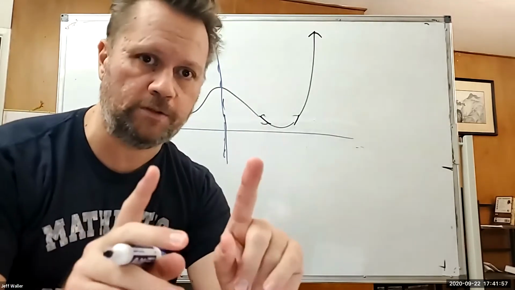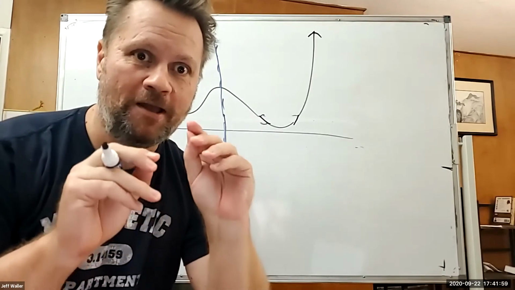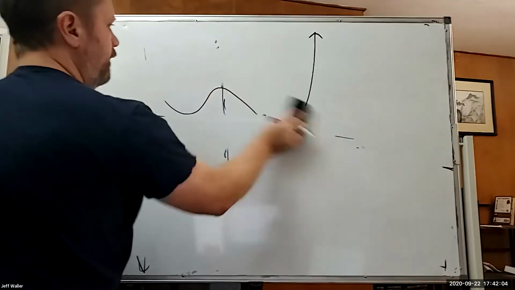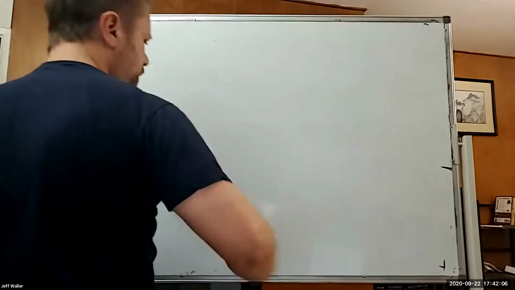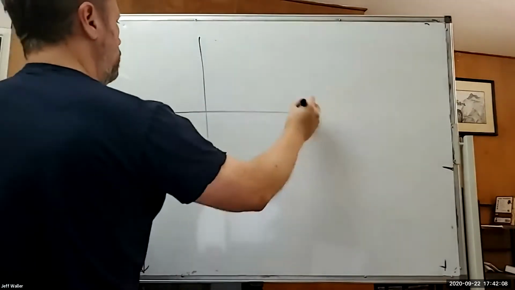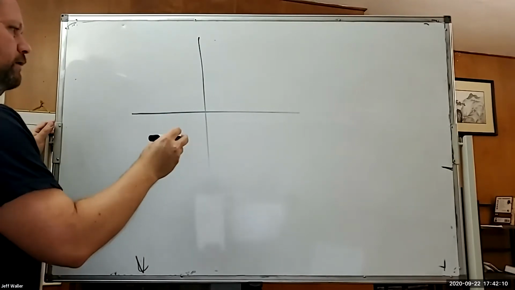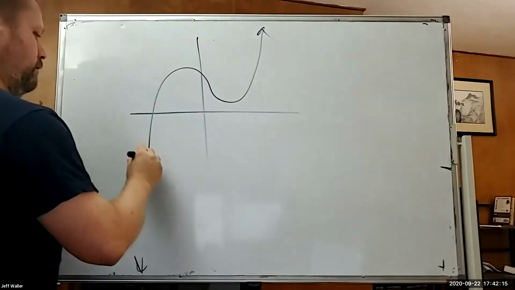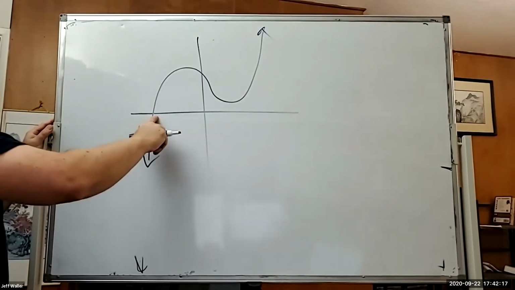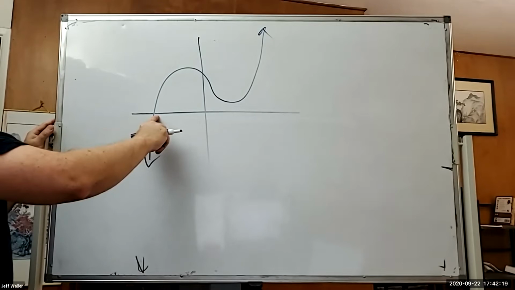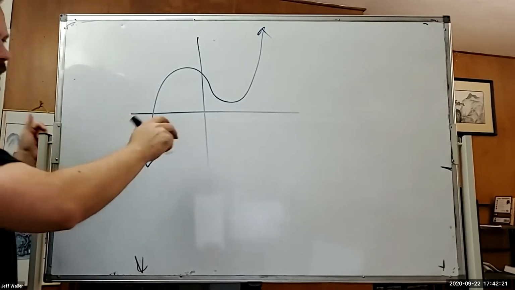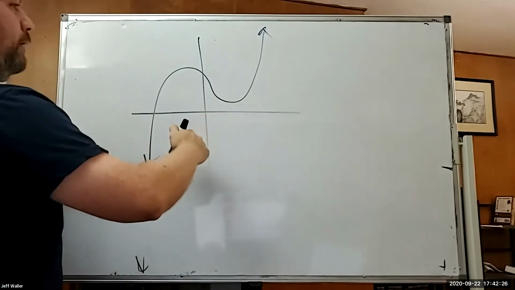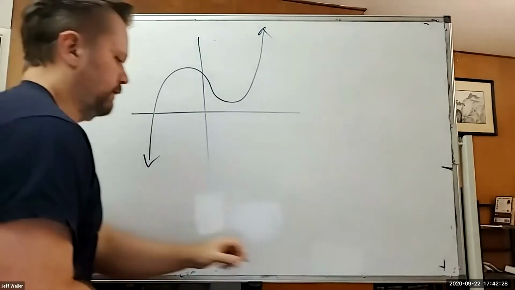Now watch. The only time you're going to have a possibility of one real root is if I have something like this. One real root there. Do you see that? And if I move this down enough, then I pick up 2.